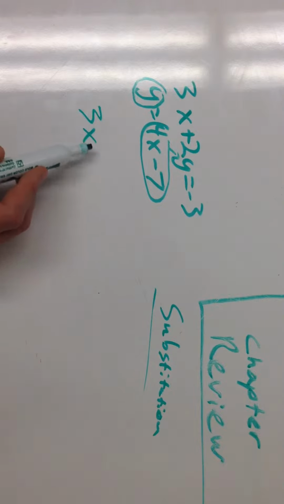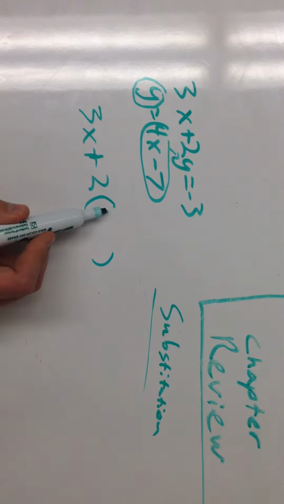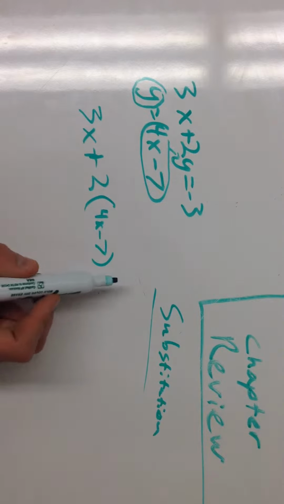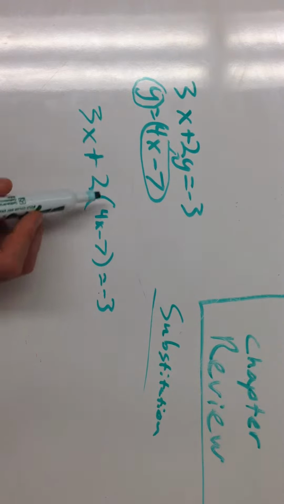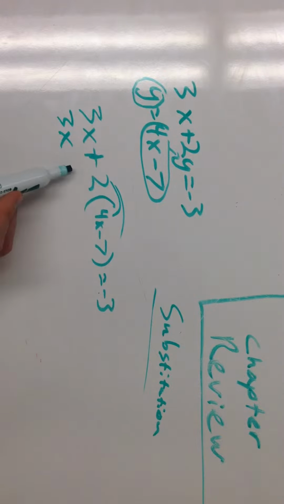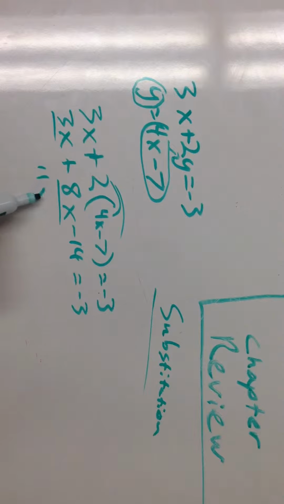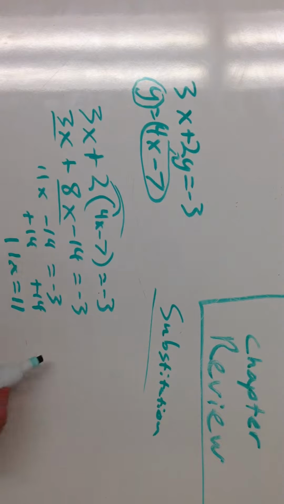Our top equation then becomes 3x plus 2y. I'm not going to write the y there anymore. That's going to become 4x minus 7 equals negative 3. The reason why I do this is now I have no more y variable, only one variable. It's going to make my life very easy. I'm going to do the distribution, and that's going to be 8x minus 14 equals negative 3. I'm going to combine like terms to get 11x minus 14 equals 3. Add 14 to both sides, and I'll get 11x equals 11. By dividing both sides by 11, I'll get my first answer that x equals 1.